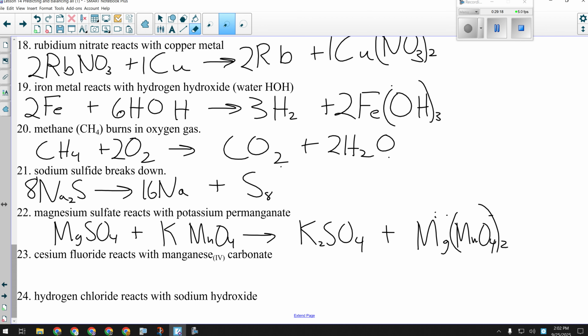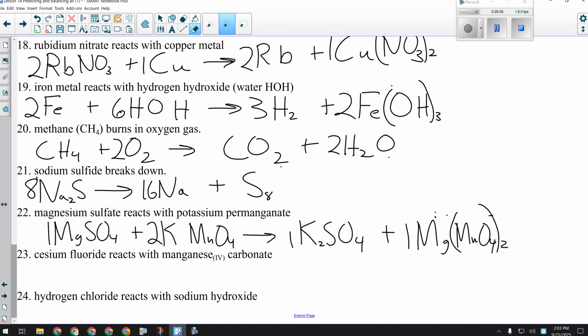Now I need to balance. 2's the biggest number, and I'm pretty sure if I put a 2 here, I fix everything in the reaction. There's 2 potassium and 2 permanganates on both sides now. Questions on any of those so far?